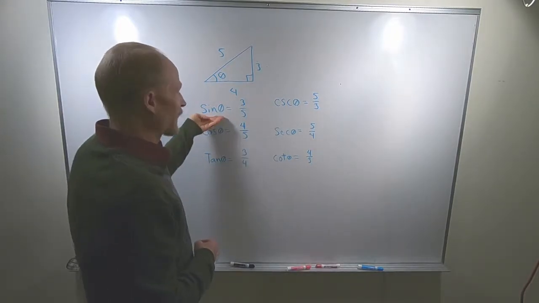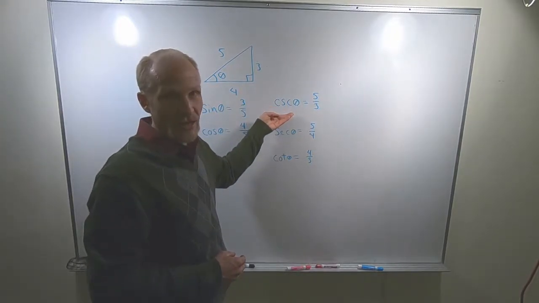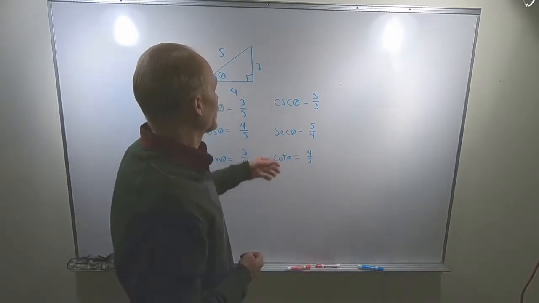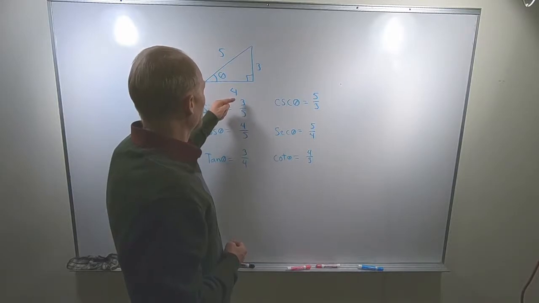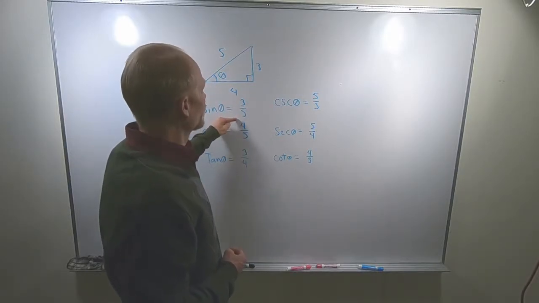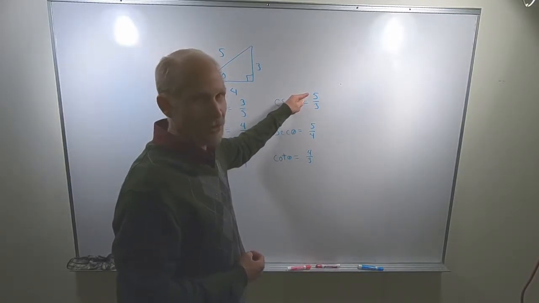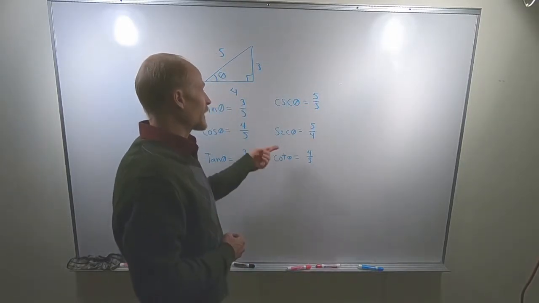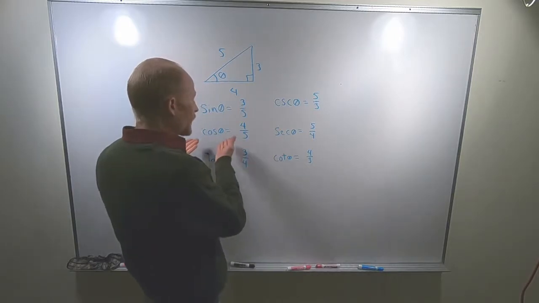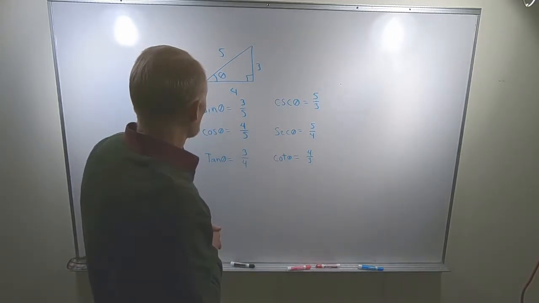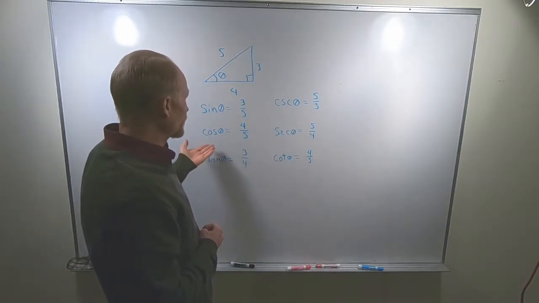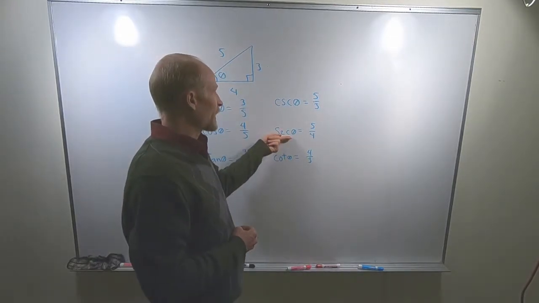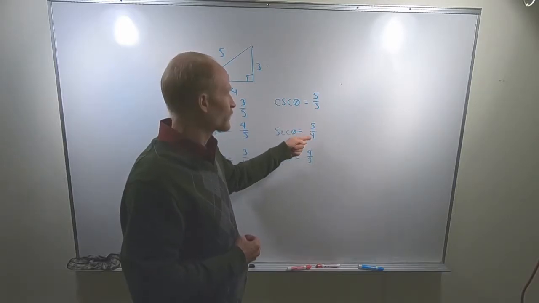Now, sine's best buddy is the cosecant. The cosecant is simply defined as the reciprocal of the sine. Where sine is opposite over hypotenuse, the cosecant would be hypotenuse over opposite, 5 over 3. The secant would be the buddy of the cosine. The cosine's definition is adjacent over hypotenuse, so the secant would be hypotenuse over adjacent.